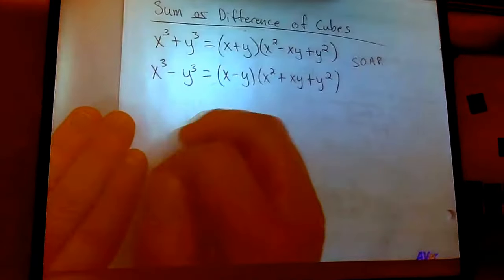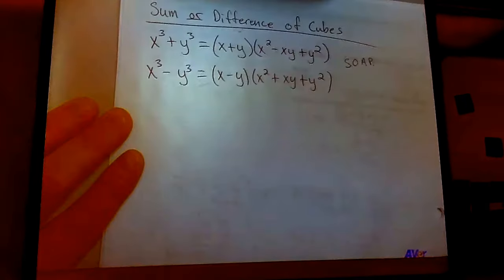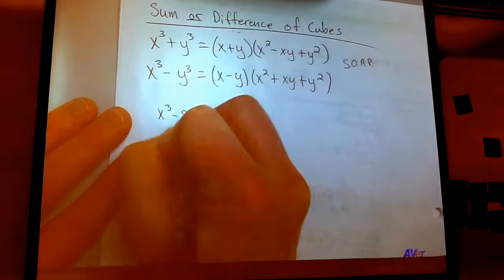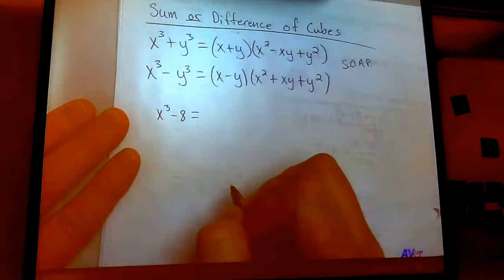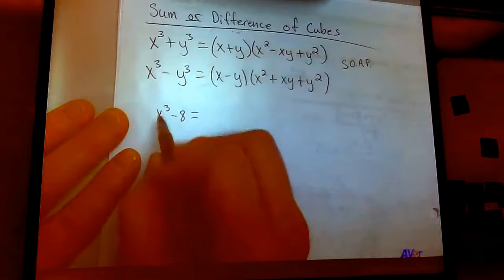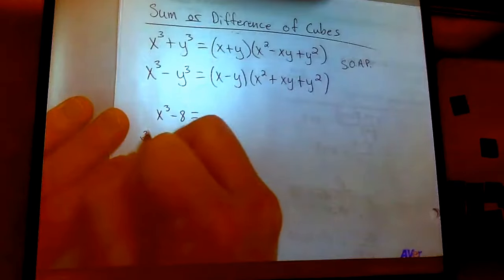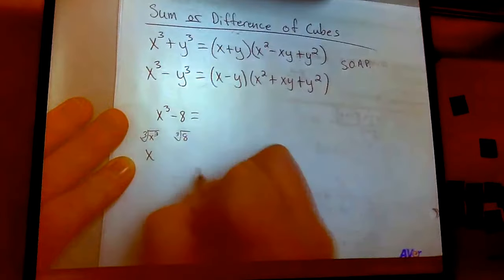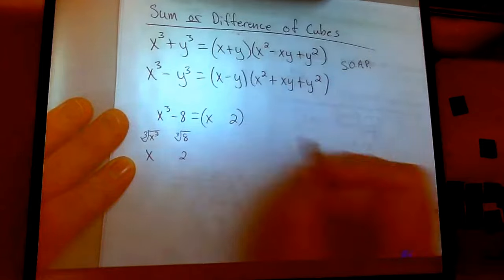So, here's an example of one of these. Let's go with something like x to the third minus 8. First thing you should do, take the cube root of each one. The third root of x to the third is just x. The third root of 8 is 2. So that's your first set of parentheses, x and 2.